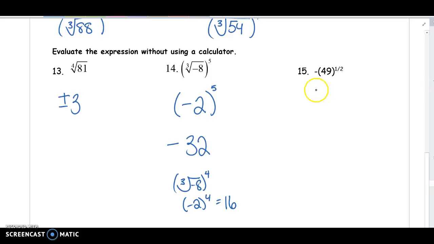Number 15 is a little weird. Negative 49 to the 1/2. We would do the square root of 49. What is the square root of 49? Normally we would say positive or negative 7, but by putting that negative in front, they're saying we definitely want negative 7. Okay, turn the page. There are 2 more examples.